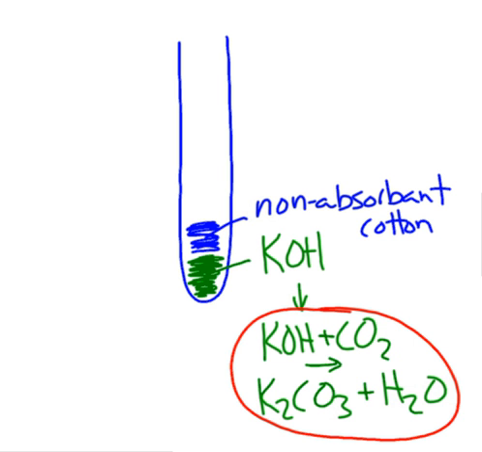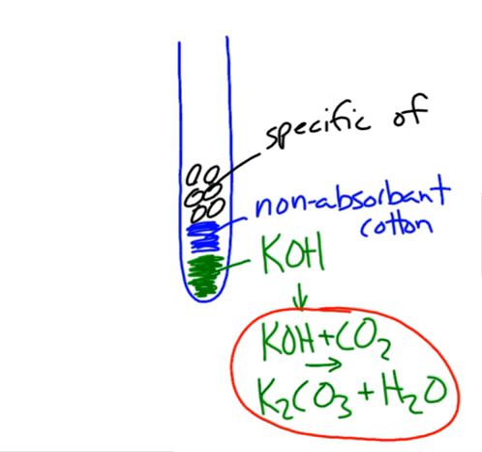Now, the purpose of this non-absorbent cotton is just to separate the potassium hydroxide, strong base soaked cotton from the beans that are going to be right here, or the peas that are going to be right here. Okay? Now, there's going to need to be a specific volume of the peas.